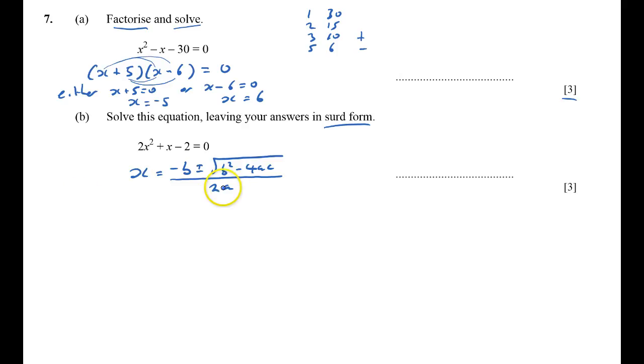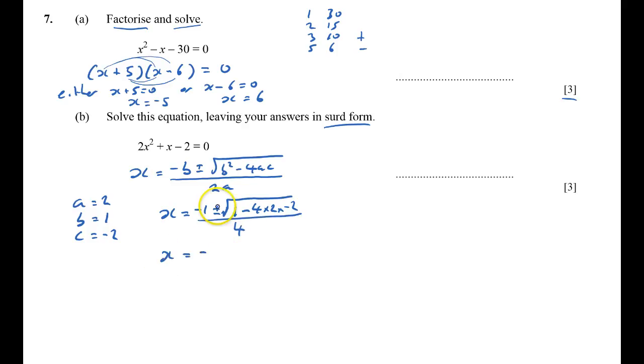a is the number of x squareds, so a in this case is 2. b is the number of x's, which in this case is just 1. And c is the number bit at the end, which in this case is negative 2. And I just have to substitute all that in. I get x equals negative b, that's negative 1, plus or minus the square root of b squared, so that's 1, minus 4 times a, which is 2, times c, which is negative 2. And I've got negative times negative, which makes a positive, and that's all over 2a, which is 4.